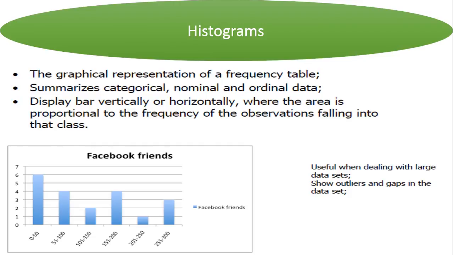The other way of representing data is the histogram. A histogram is a little bit different from a bar graph, in that for a bar graph you only need your data to be categorical. For a histogram, you need your data to be categorical, nominal, and ordinal. That's the particularity of using a histogram. So you need to have categorical data, and the other condition is that your data need to be nominal and ordinal.